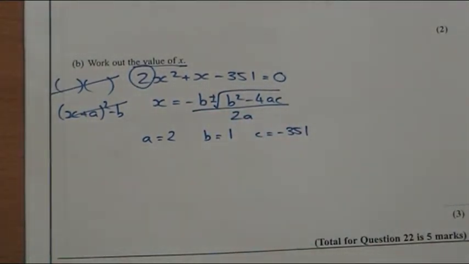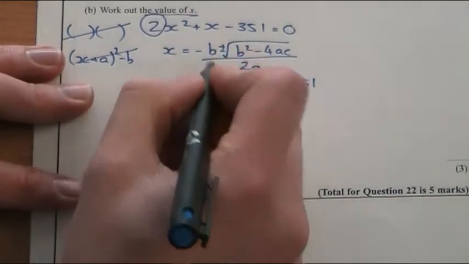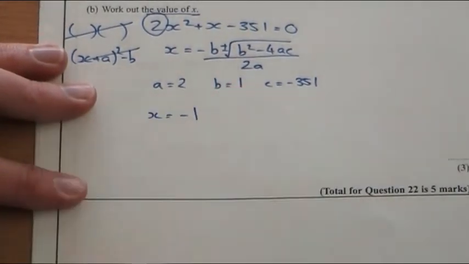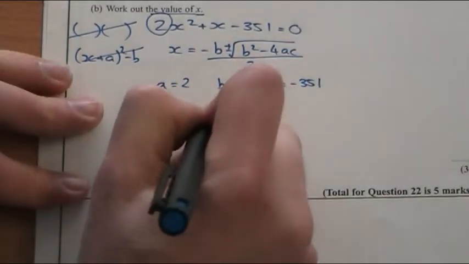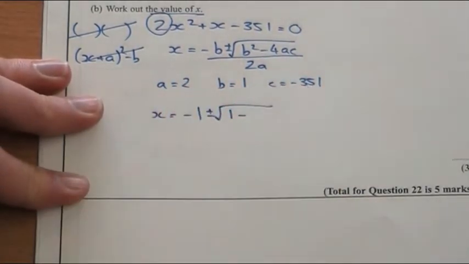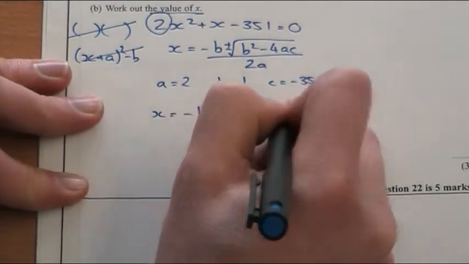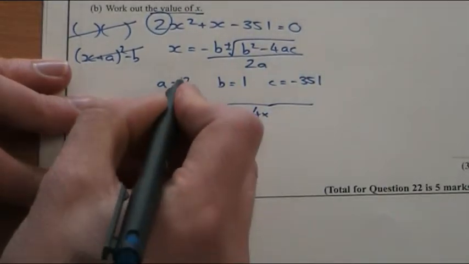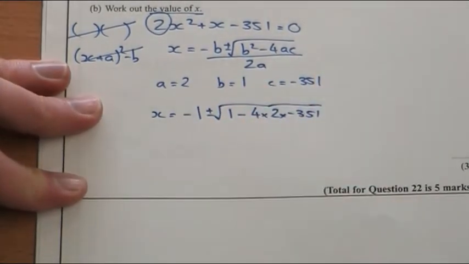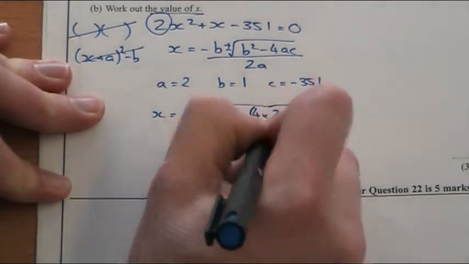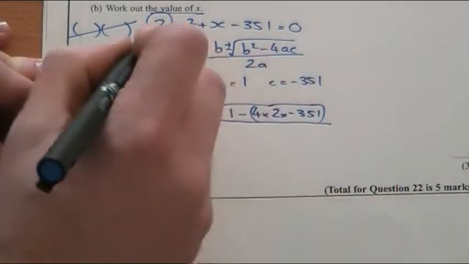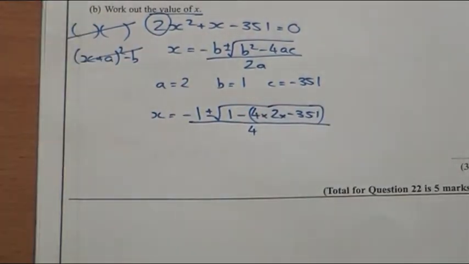So all you have to do now is substitute the numbers in. So negative b is the negative version of whatever b is. So if b is 1, it's negative 1. Plus or minus the square root of b squared, or 1 squared is 1, minus 4 lots of a, which is 2, times c, which is minus 351. And I like to put this bit in a bracket to say that that's the 4 times the a times the c. And I'm dividing it by 2 a's, which is 2 lots of 2, which I'm just going to do as 4.